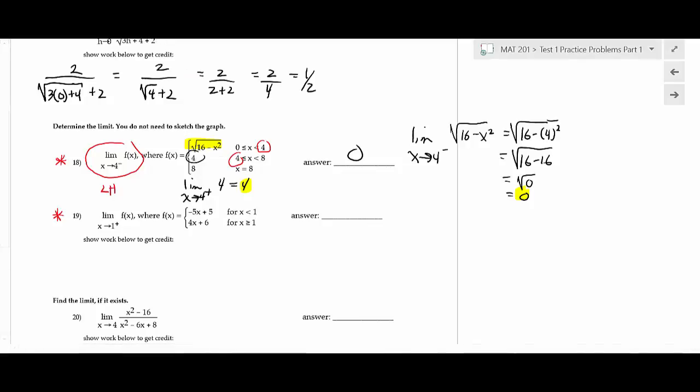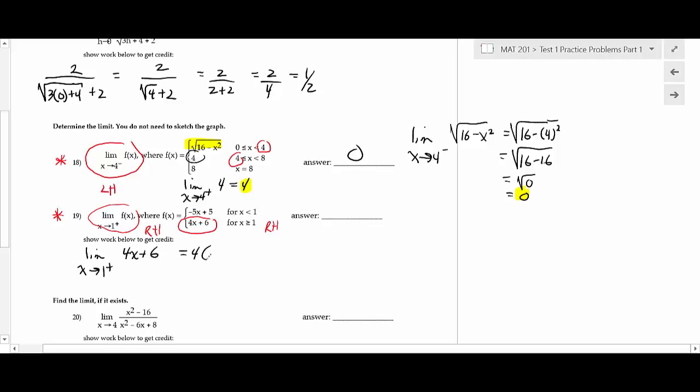This next one, again, we're looking at a right-hand limit as x approaches 1. On the right-hand side, x is greater than 1, so you're defined to be on that line. So you're going to do the right-hand limit of 4x plus 6. To solve this problem, you do the limit as x approaches 1 from the right-hand side of 4x plus 6. That's a line, so simply plug in and evaluate. You have 4 times 1 plus 6, which is equal to 10.